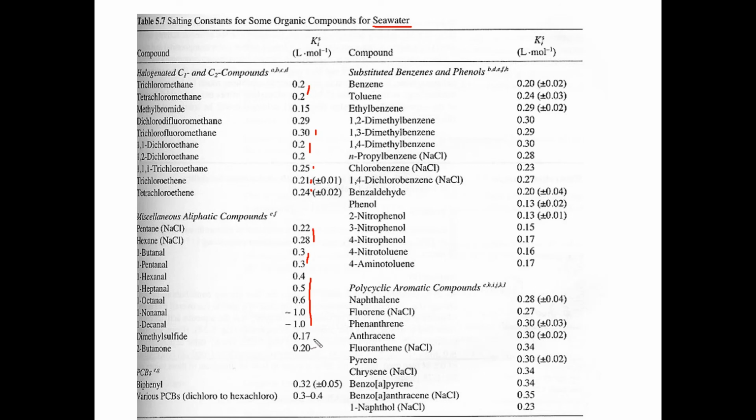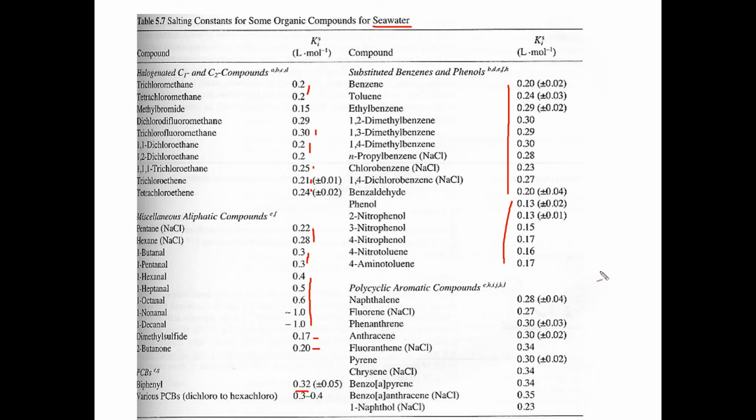But you go back down to some more normal compounds. Here's dimethyl sulfide, butanone. Again, it's around 0.2. PCB is around 0.3. Benzene, toluene, ethylbenzene, all of these organic compounds are around 0.2 or 0.3. Phenols are a little bit lower, 0.13 to 0.17, but still not too far off.